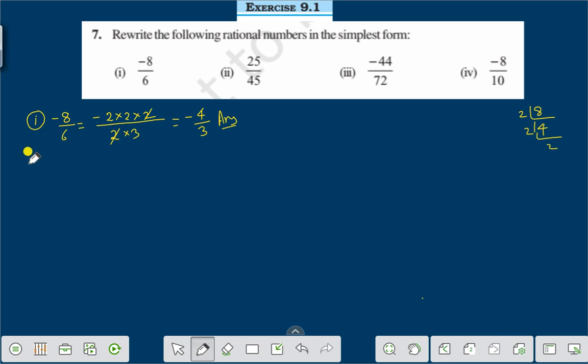Number 2 is 25 by 45. 25 can be written as 5 into 5, and 45 can be written as 5 into 9, that is 5 nines are 45. This 5 and this 5 will cut, and the answer will be 5 by 9.